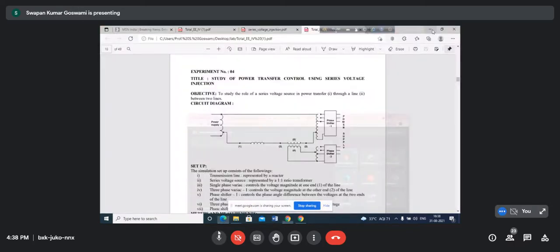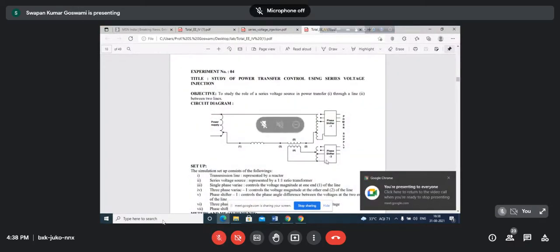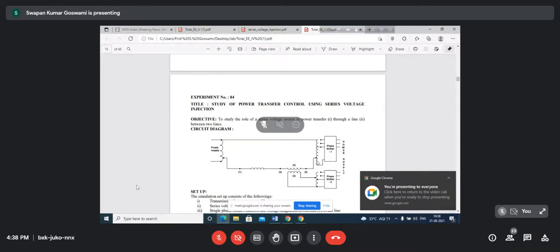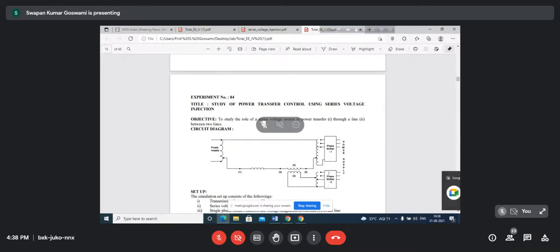Okay, then you see that there is another phase shifter. This phase shifter is connected with the transformer. This is a 1:1 ratio transformer. This transformer is used to inject the voltage. Our experiment is on series voltage injection.